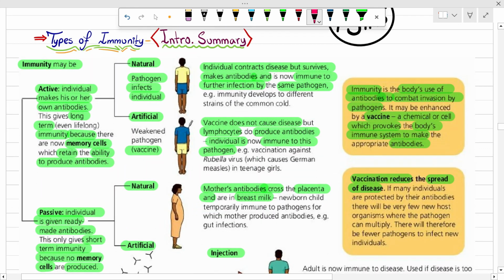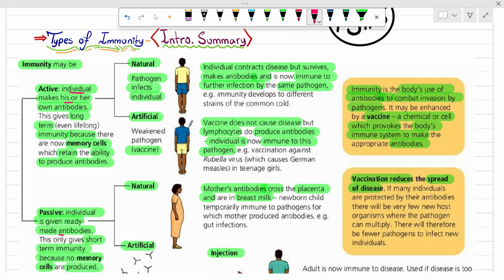Here's another intro summary to types of immunity. This one is a bit more detailed. So immunity may be active or passive. Active is when the individual makes his or her own antibodies. The body makes its own antibodies in active immunity. Passive is given ready-made antibodies. Somebody else gives you antibodies in passive, while in active you already have them.